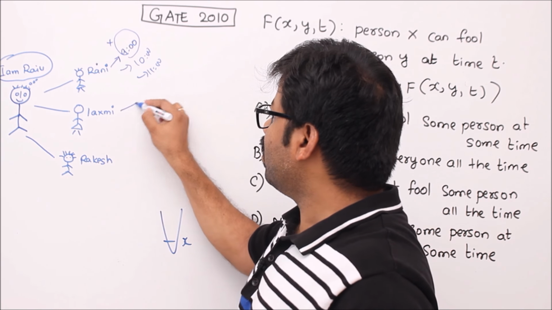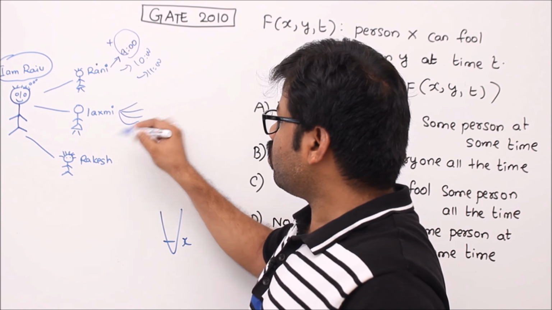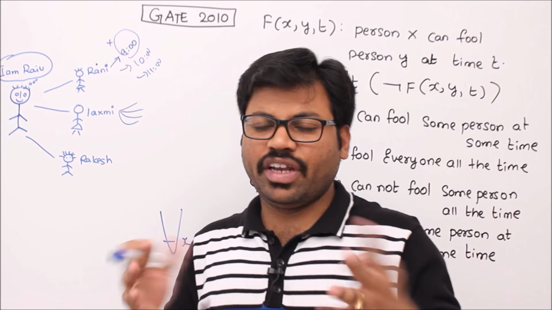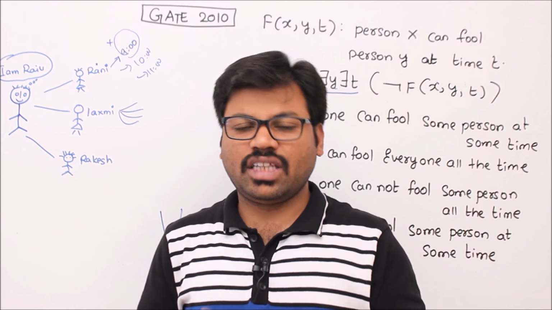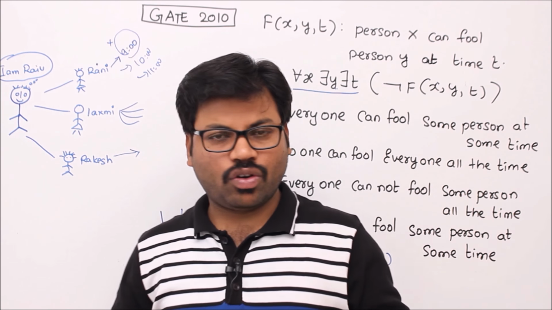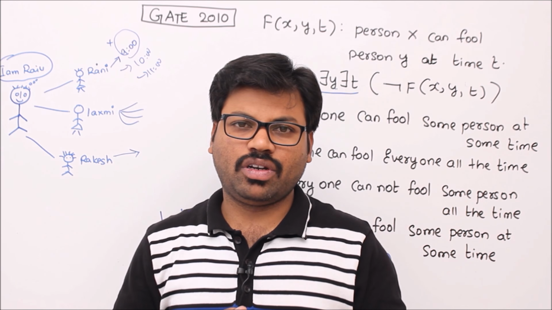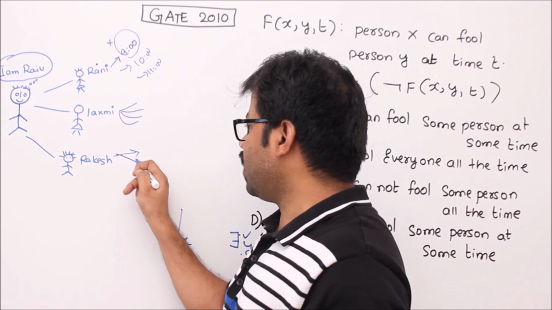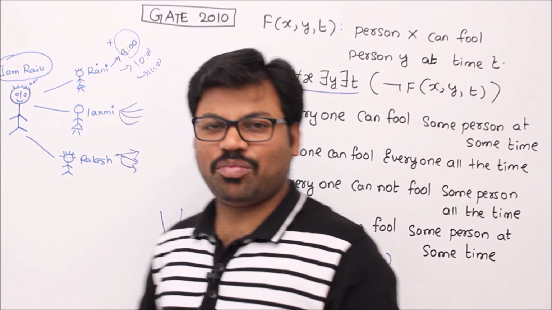What about Lakshmi? Raju can fool Lakshmi at any time, and we don't know any information. So the remaining things we don't know. Can Raju fool Rakesh or not? I don't know. At 9 o'clock, 10 o'clock, no information available. So still we have options, I'm saying. With that, go to the options now.